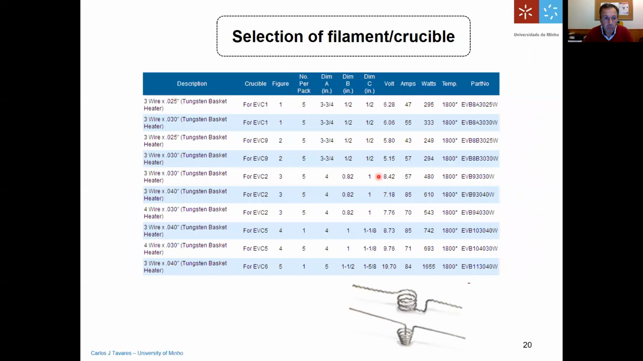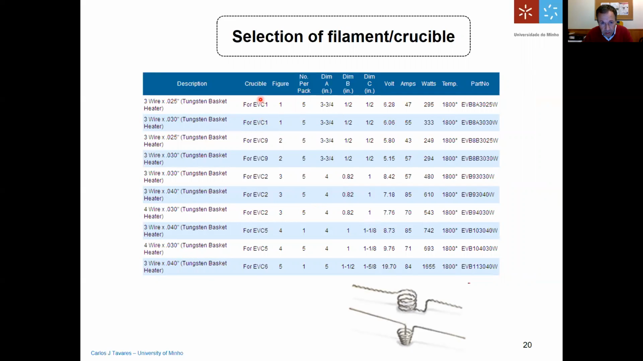Okay, and so you can have an idea of which kind of wire you can use for the filament, depending on the crucible that you want to use. This is from a maker, which is, what's the maker's name? It's Lesker Company. Okay, so this table was taken from the Lesker Company website.